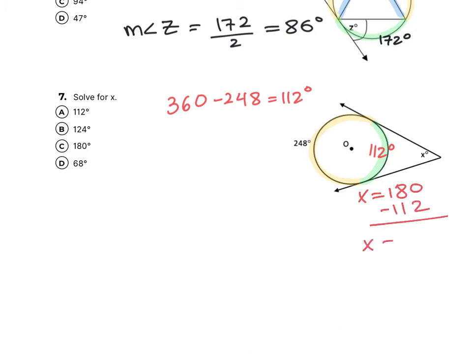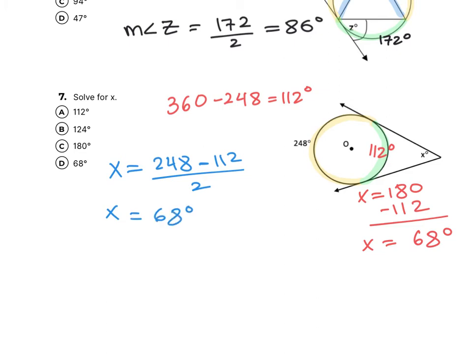And then x is equal to 68 degrees. That's one way. Or you can say, since x is an angle outside the circle, the measure of angle x is going to be the big arc minus the small arc divided by 2, and you will get that to be 68 degrees. This is just a shortcut that you can use, but if you forget that rule, remember that the angle outside the circle is big arc minus small arc divided by 2.